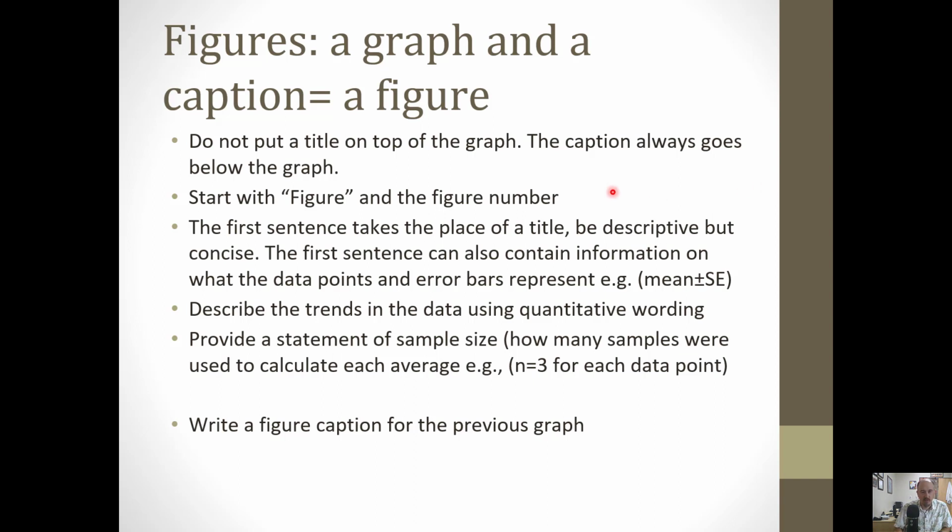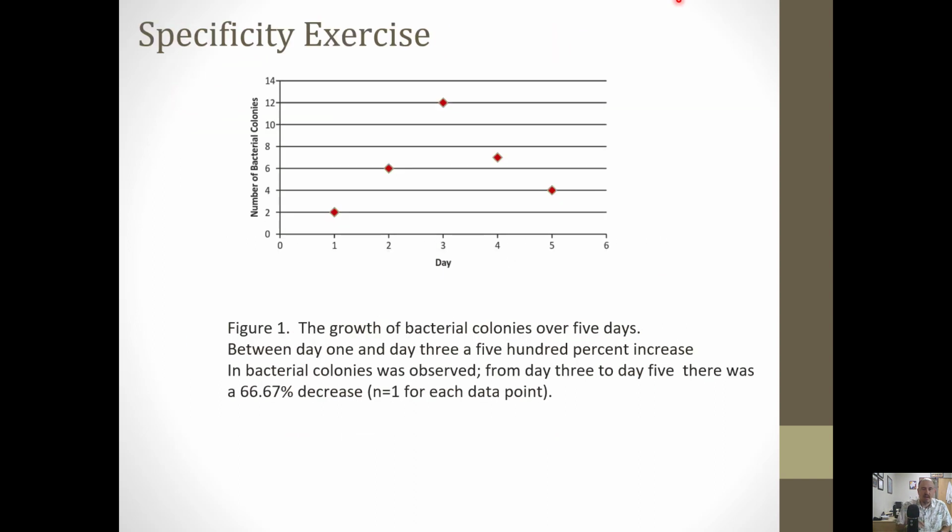First of all, we start with the word figure, and then we have a sentence that's basically a title. We also have a sentence that describes the changes on the graph, and we include quantitative information there. And there's a few other things we're going to include as well, which I'll get to in the next example. So here is the graph with a caption written.